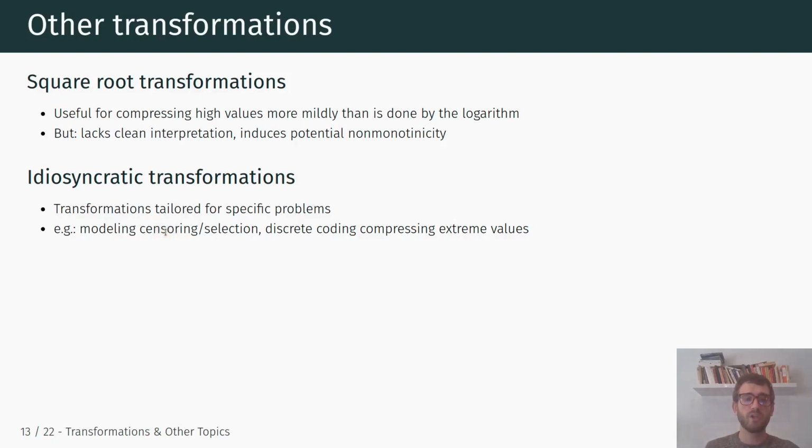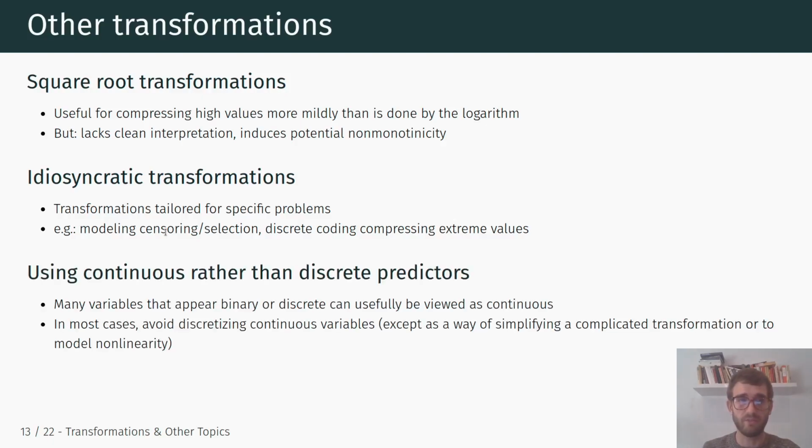That would be an example of a more idiosyncratic transformation that takes into account the censoring process. We could also think of discrete coding that compresses extreme values, for example, building discrete categories for different income brackets that take into account larger differences for more extreme income values and so on, right? So there are lots of different options depending on your application, obviously.